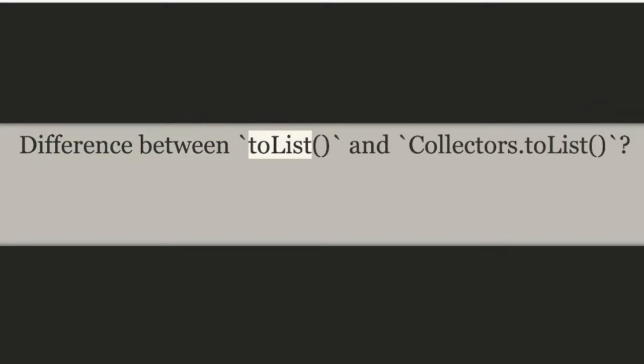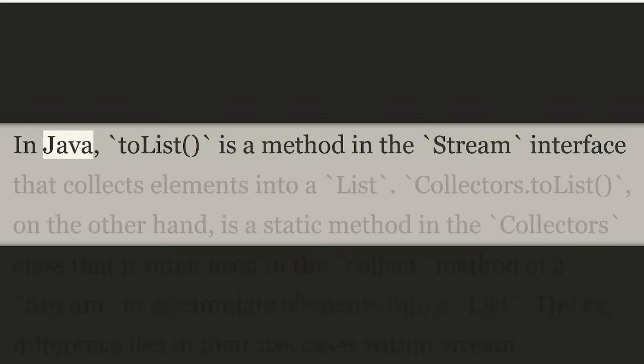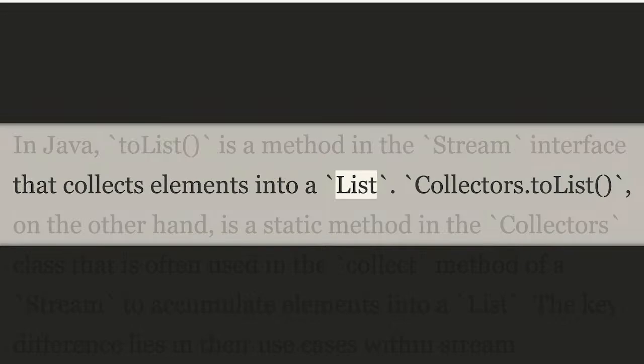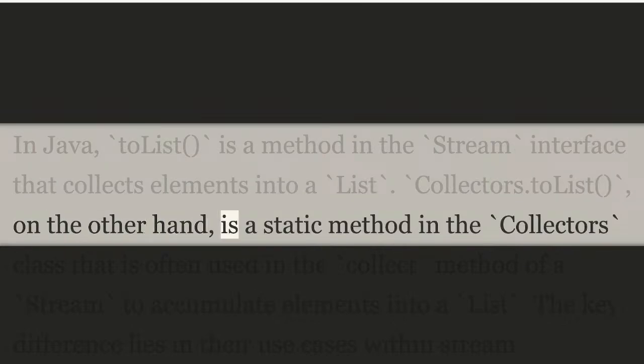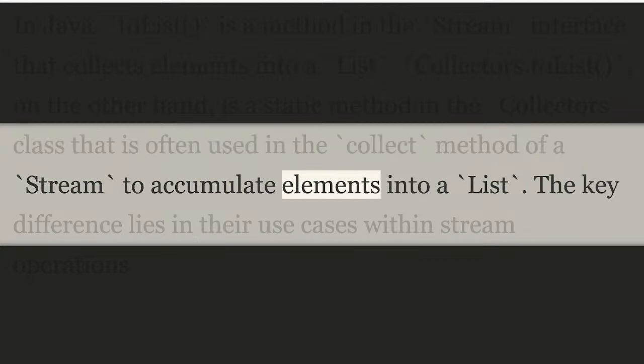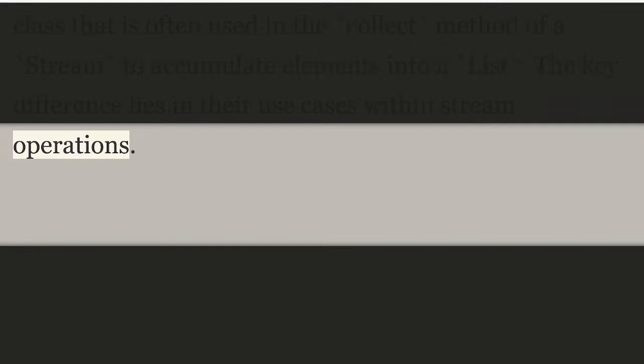Difference between toList and Collectors.toList? In Java, toList is a method in the Stream interface that collects elements into a list. Collectors.toList, on the other hand, is a static method in the Collectors class that is often used in the collect method of a stream to accumulate elements into a list. The key difference lies in their use cases within stream operations.